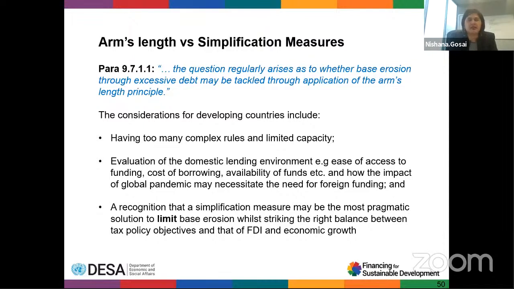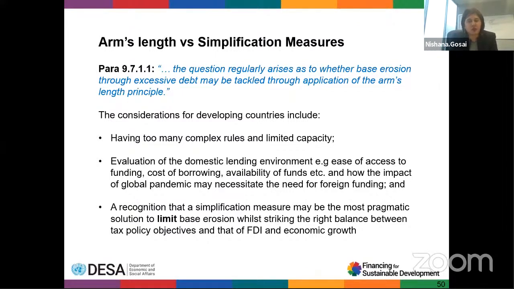But if you ask me, when dealing with financing transactions in transfer pricing, this is probably the one area where a safe harbor may be the most appropriate solution, because it's pragmatic, it's practical, it provides certainty, and it may not eradicate base erosion, but it may be that necessary balance to limit base erosion while still achieving your policy objectives of foreign direct investment and economic growth.